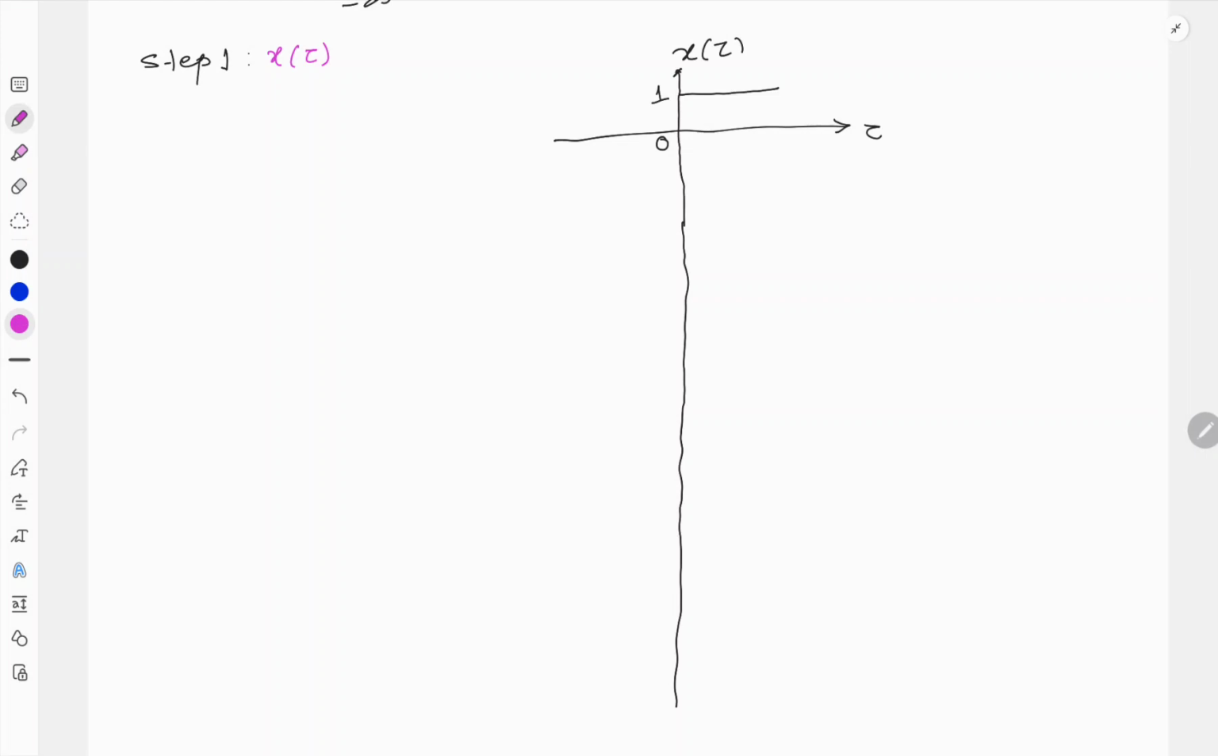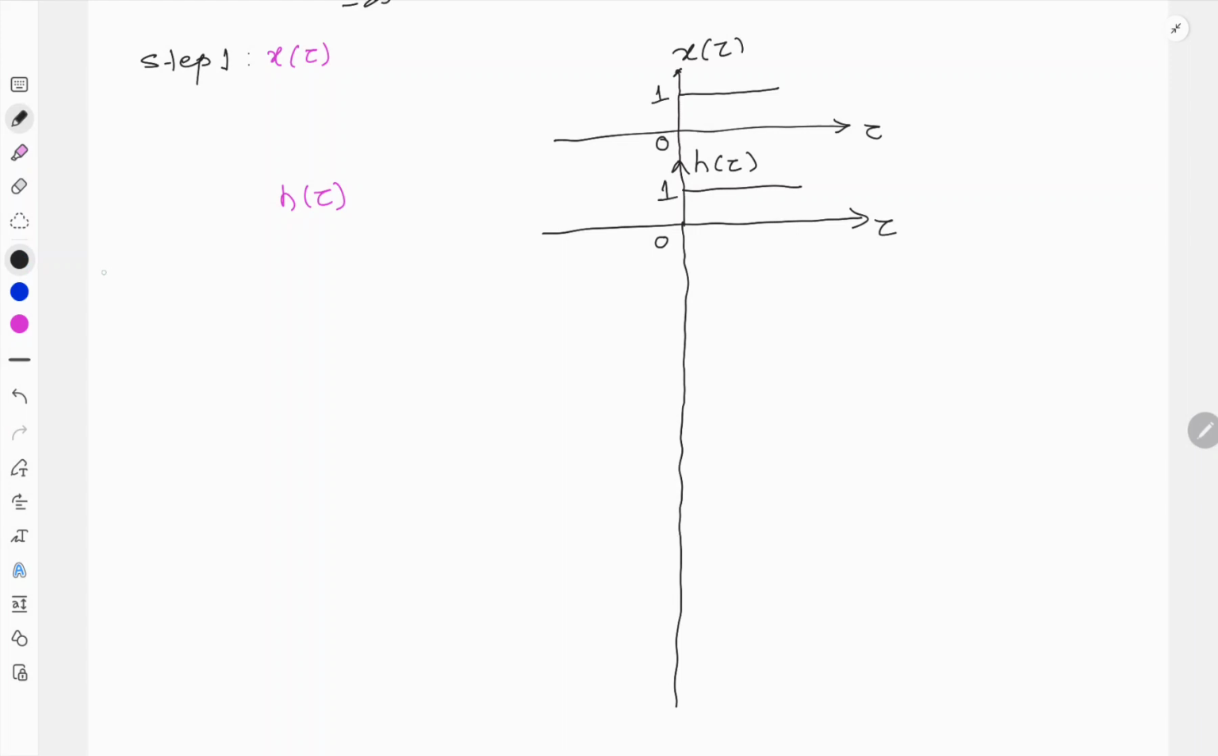Now, on the same grounds, we are supposed to draw the second signal h of t minus tau. Here, in h of t minus tau, h is a function of tau. It is folded and shifted. So the original signal we are supposed to draw is h of tau. So we will draw the h of tau signal. Similarly, h of tau is also our unit step signal, with amplitude 1. This is our step number 1.